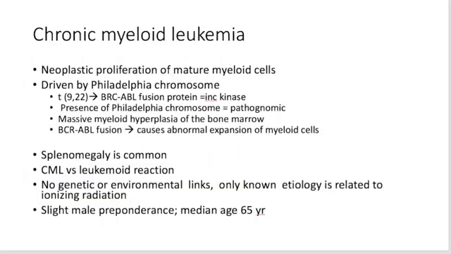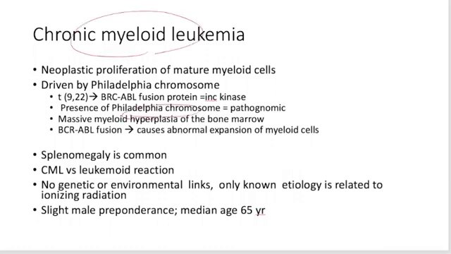Chronic myeloid leukemia, we're looking at the myeloid line, and that is any of the mature myeloid cells. This would be that Philadelphia chromosome, so translocation 9;22 chromosome, BCR-ABL fusion protein, which is going to increase kinase receptors. It is pathognomonic. If you see Philadelphia chromosome, you better know that it's CML.